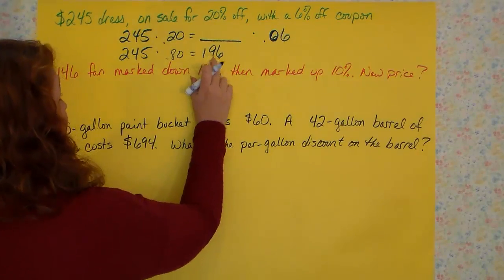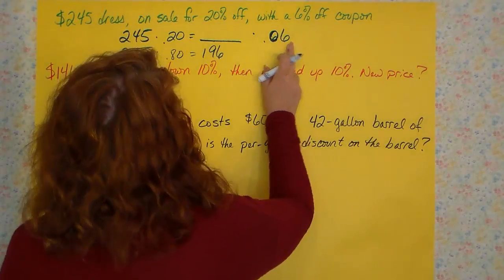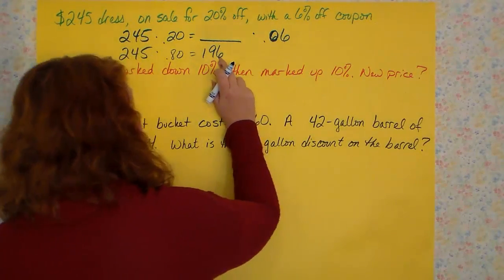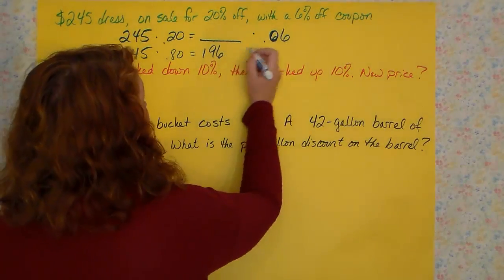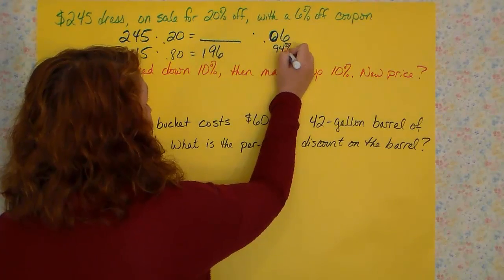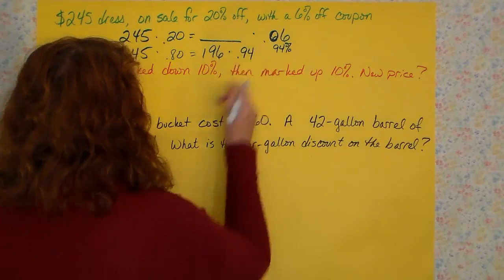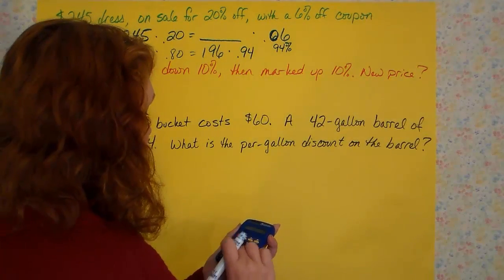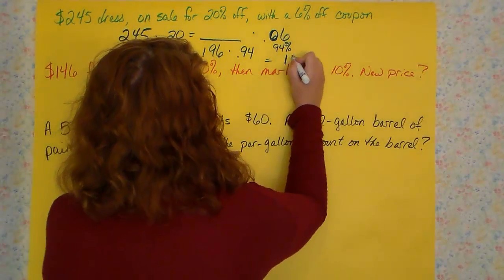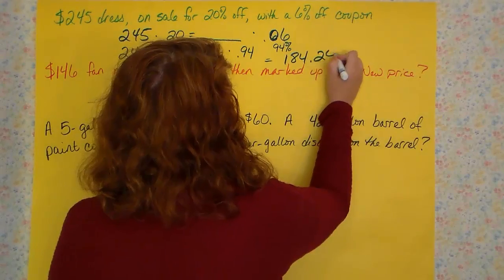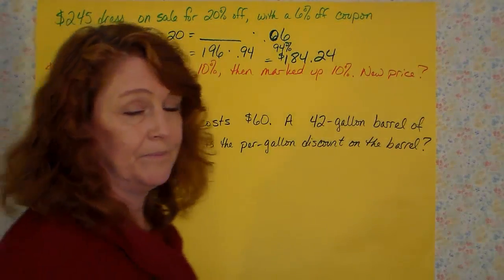So it's now 196 after the sale, plus I've got a 0.06 coupon here. So if I'm going to take 6% off of this, it has to be off the new number. Well, if I take 6% off, it's really 94% on. So I'm going to multiply 196 times 0.94, and that's going to give me $184.24 that I paid for this $245 dress.